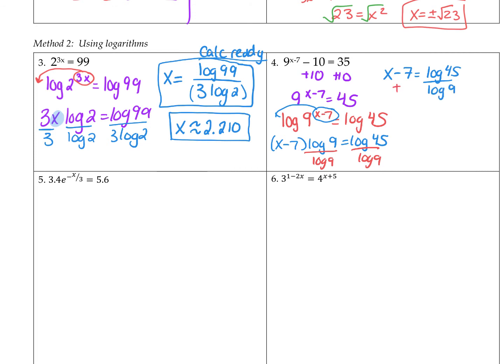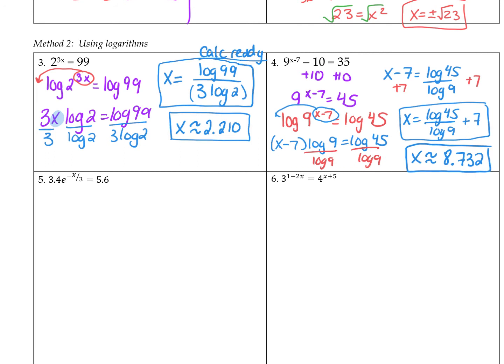Then I want to finish getting the x alone, so I'm going to add 7. So my calculator ready answer would be log of 45 over log of 9 plus 7. So again, that would be my calculator ready answer. Now if I type that answer in my calculator, I will get my estimated answer, which will be 8.732.